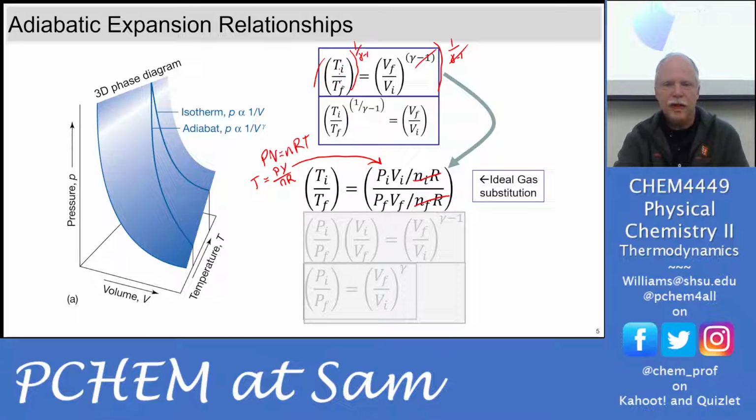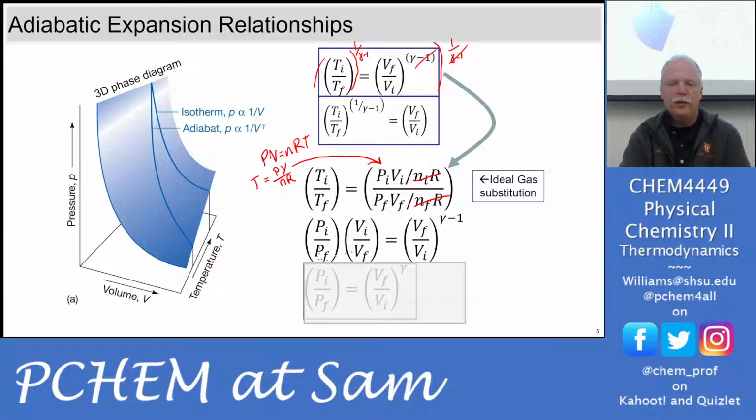So up here, this TI and TF is going to be these pieces. The NI and the R's and the NF's and R's cancel. We haven't changed the number of moles. And so we have this relationship on the left. So we have PI times VI. I just drew my parentheses a little differently. And that equals this VF over VI to the gamma minus 1. So it's this top relationship here.